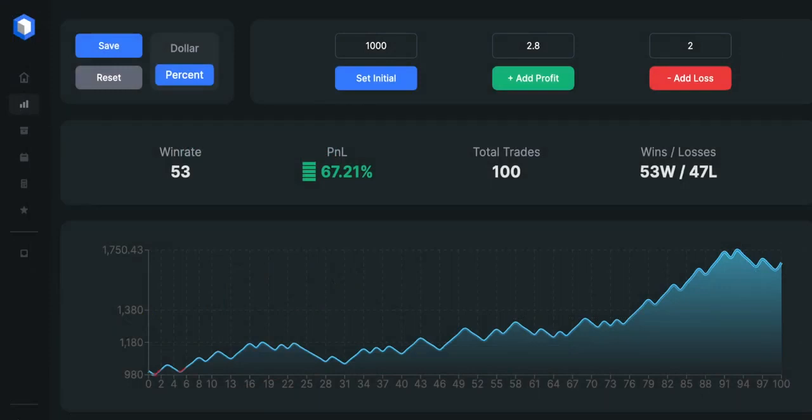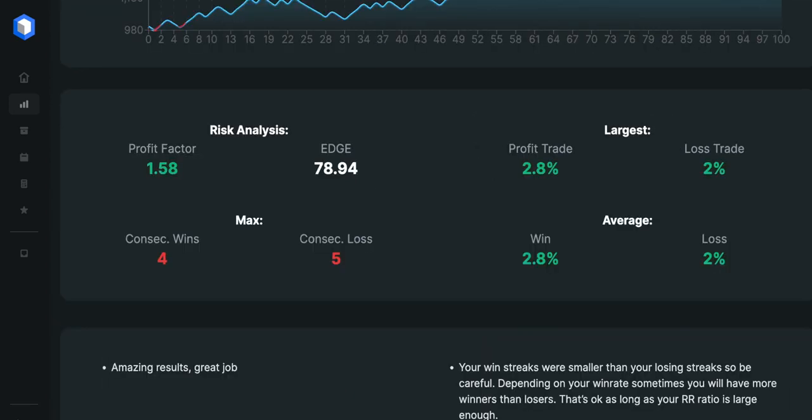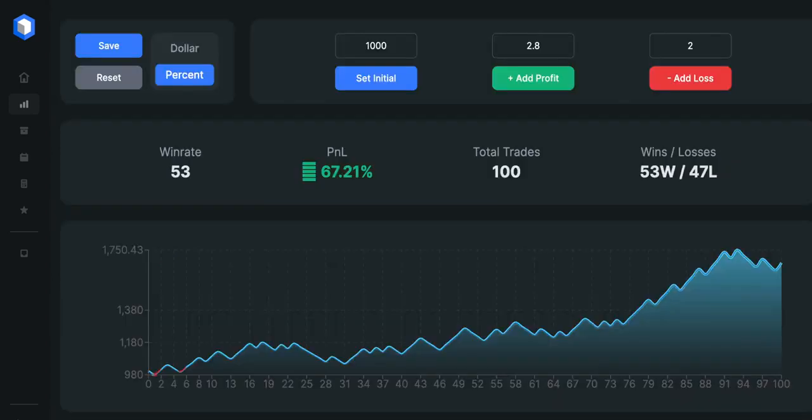Alright, so the backtesting is finished and here are the results. The win rate for the strategy is 53% and we increased our account size by 67.21%. I found those 100 setups within 4 months, which makes an average profit of 0.5% per day. The profit factor is 1.58 and we had 4 consecutive wins against 5 consecutive losses. To be honest, I'm not quite impressed with these numbers. The strategy is showing average results, but for a reversal strategy, these numbers are pretty good.